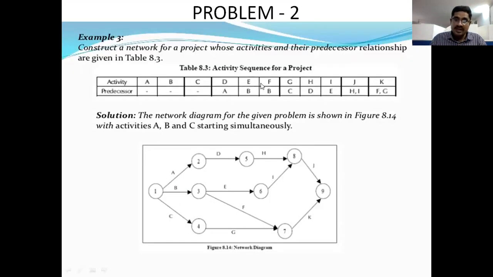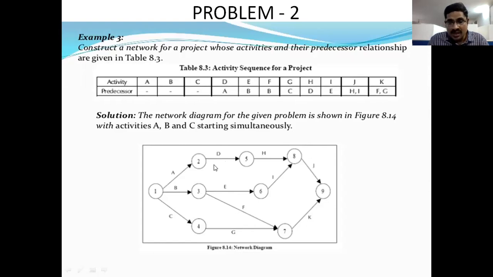So these are the activities, and these are the preceders or preceding activities. If these activities are completed, then only these activities will appear. So these activities and preceders are shown in this diagram. This diagram is called a network diagram.